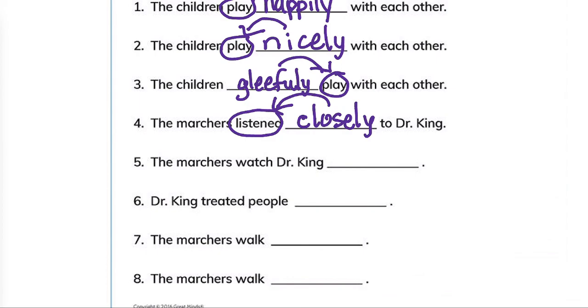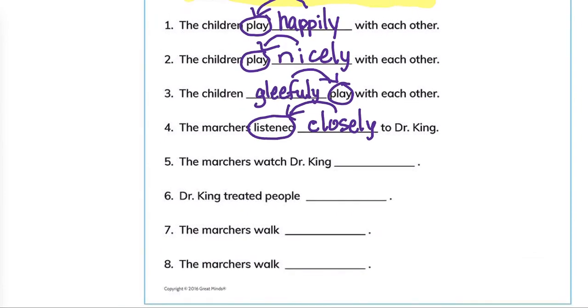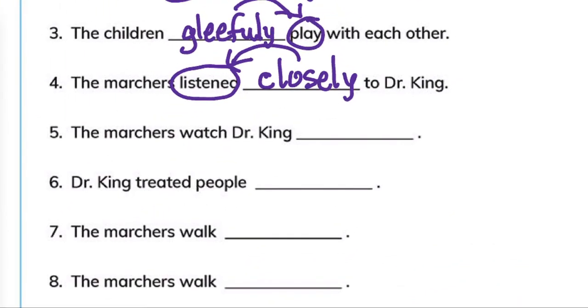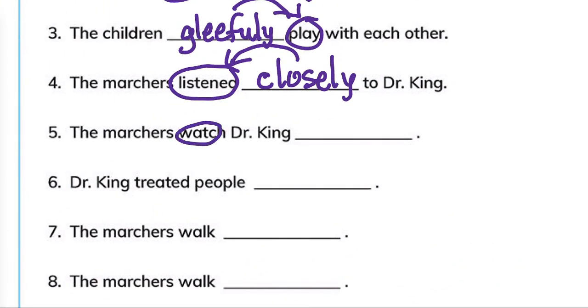The marchers watched Martin Luther King Jr. or Dr. King. How can we describe how they watched them? Again, they look very focused. So our verb here is watch. That's the action. They look very serious. So we'll put seriously. And we need to draw the arrow to show seriously describes watch. Dr. King treated people fairly.